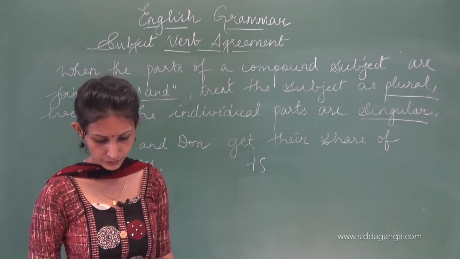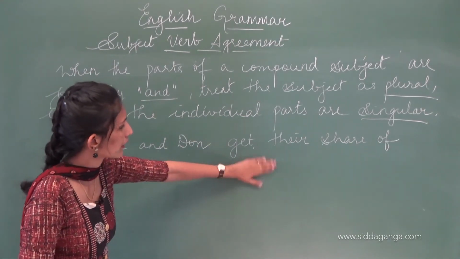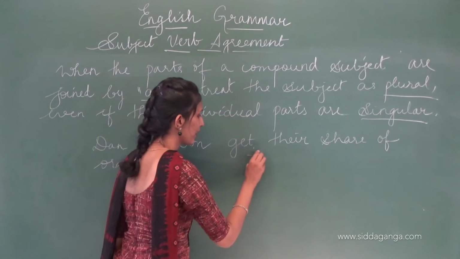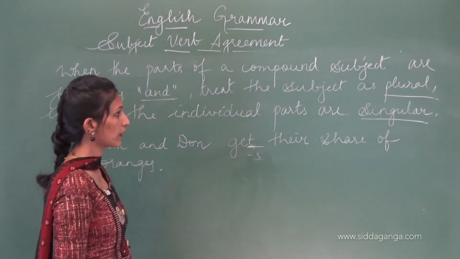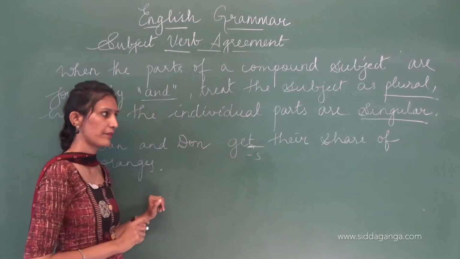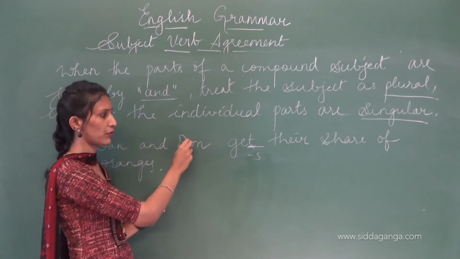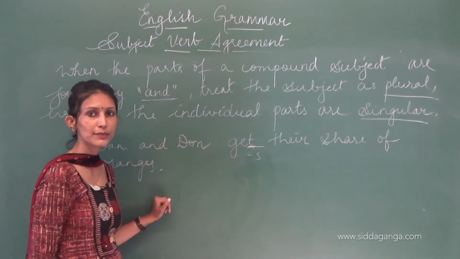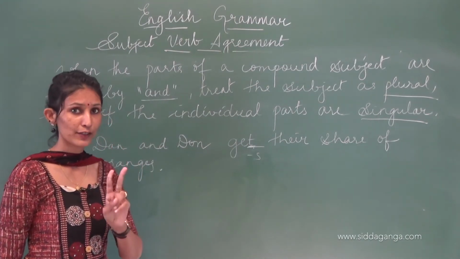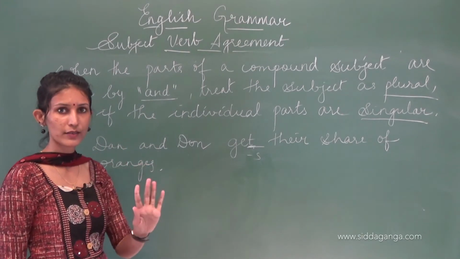Wait a second, I got confused. Not plus s, minus s. Minus s, you're right. Minus s, there is no s over here. Treat the subject as plural even if the individual parts are singular. Okay, even if they stand alone, you have to consider them as plural, and that is why the verb goes minus s. Okay, I told you twice wrongly. I'm really sorry for it. I got confused with it. I'm going to tell it again. Now this will be the right one.